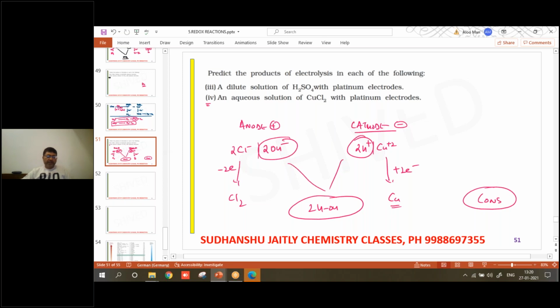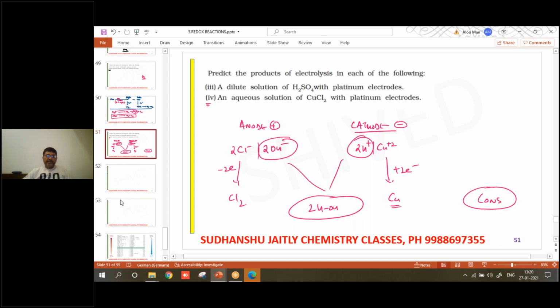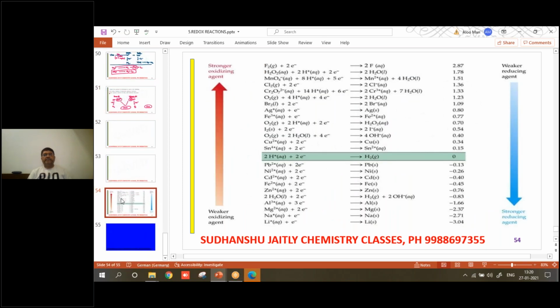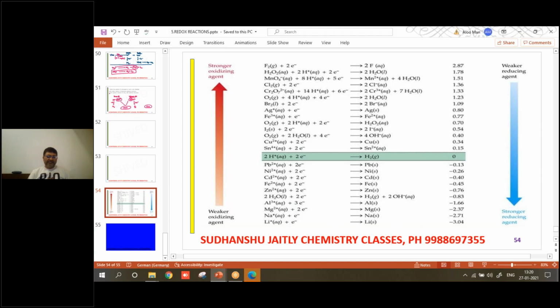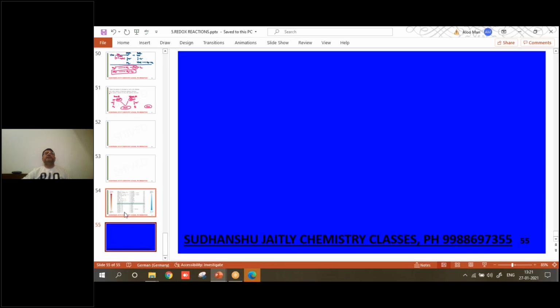Understood? So my dear friends, these are just a few applications of the electrochemical series, and we have come out of a beautiful chapter known as redox reactions. So it is a different type of chapter. You will not see balancing in class 12th. Rest everything you will see in class 12th under the name of electrochemistry.